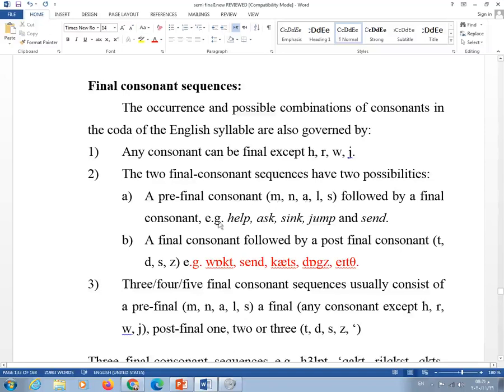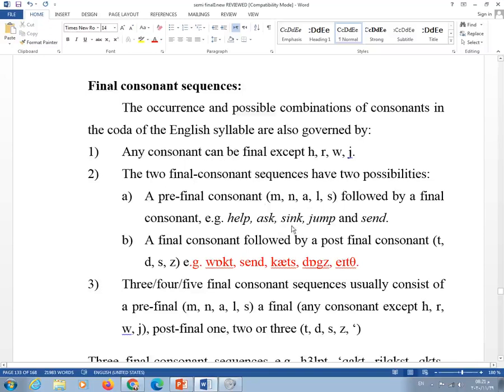Okay, so we have help, for example. The final consonant is p. Is the pre-final l? Okay, it's one of them. Ask: what is the final consonant, k, and what's the prefinal, s? Yes, it's okay because it's one of these five prefinal consonants.